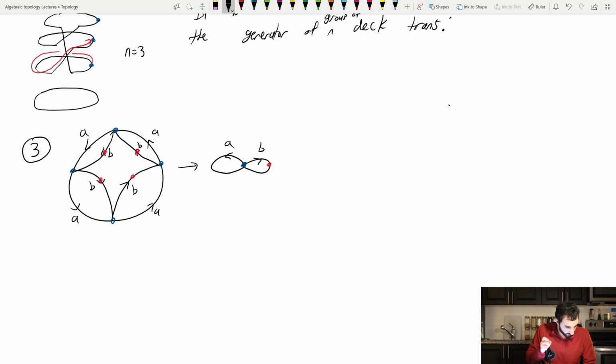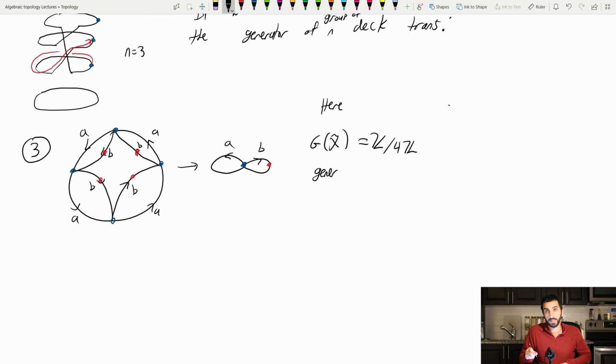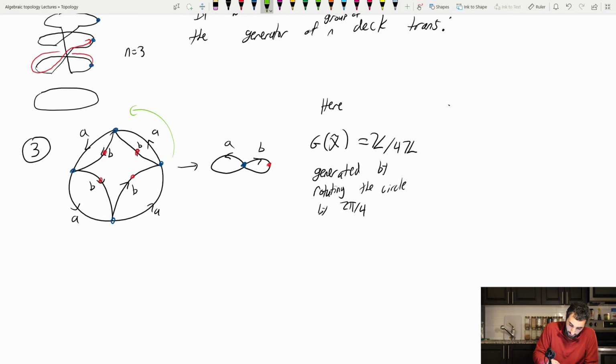So I'll just tell you here, G of the covering space is Z mod 4. And it's generated by taking that circle and just clicking it counterclockwise. It's generated by rotating the circle by 2 pi over 4.